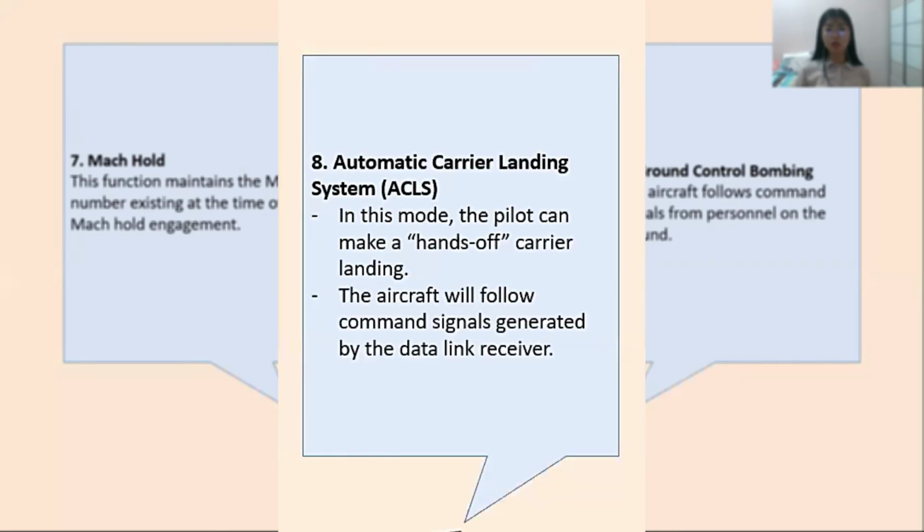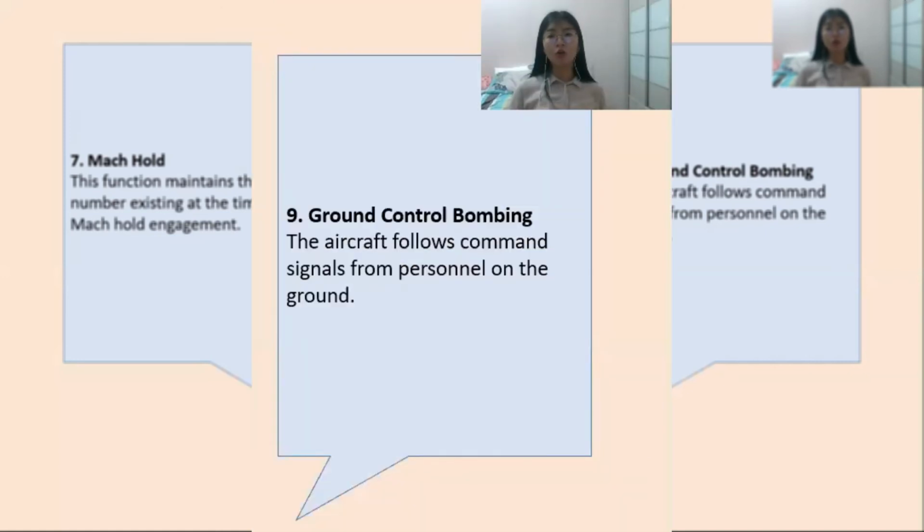Automatic Carrier Landing System, ACLS. In this mode, the pilot can make a hands-off carrier landing. The aircraft will fly through command signals generated by the data link receiver. Ground control bombing. The aircraft follows the command signal from the personnel on the ground.